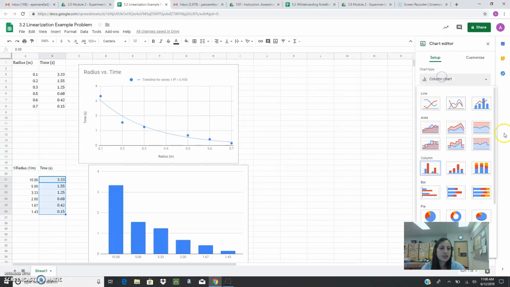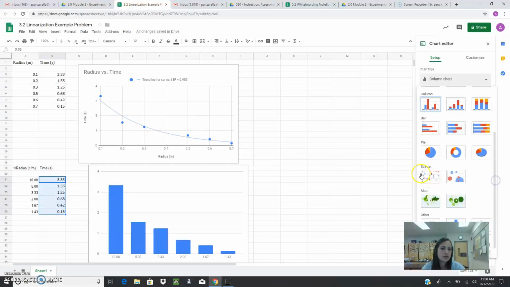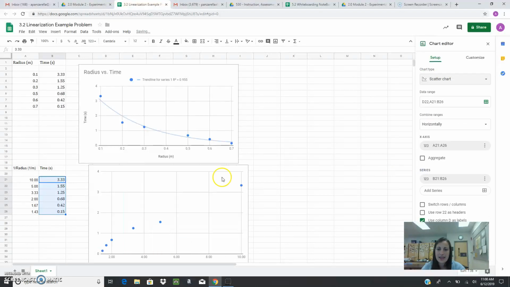Now let's go ahead and change that to a scatter plot. And we see when we get that scatter plot, the bar graph wasn't actually showing us what we needed. The scatter plot, though, is now showing us a much more linear trend. It's not perfect because this data collection was definitely far from perfect. It did contain some errors, but it's still now showing me a much more linear trend.